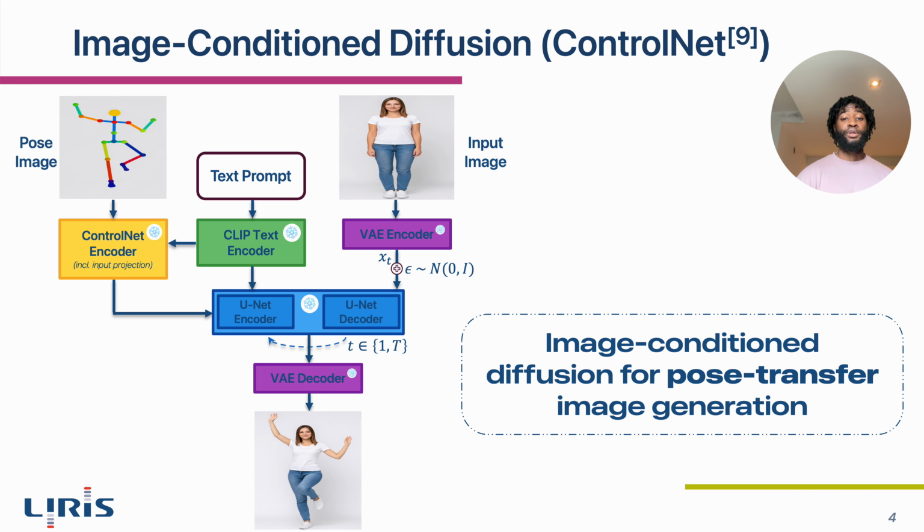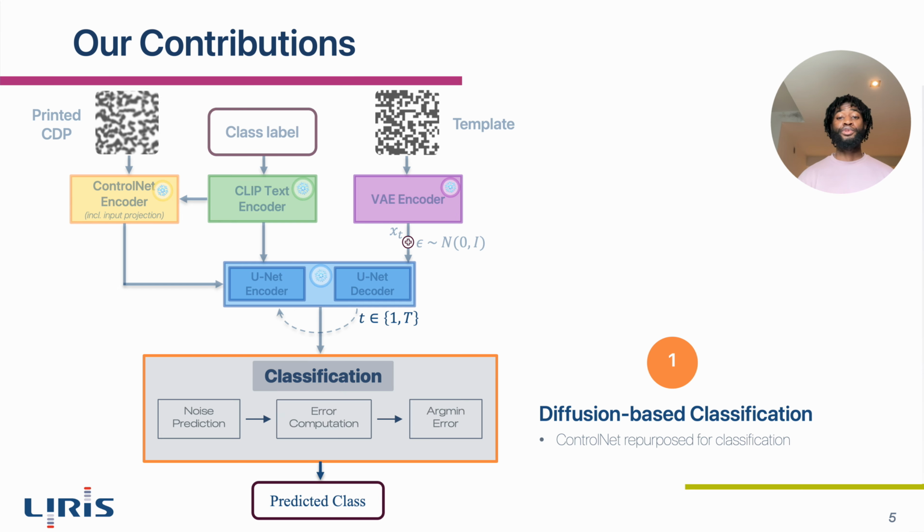We use a diffusion model for its ability to learn complex data distributions. We adopt the ControlNet, which adds structured conditioning for controlled generation. For example, in pose transfer, it takes an input image and a pose map and generates the same person in the new pose. Our first notable contribution is the adaptation of this image conditioned architecture beyond generation purposes.